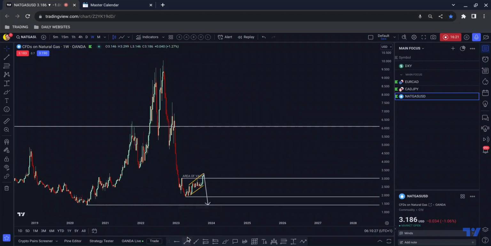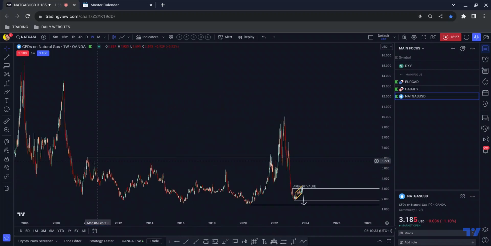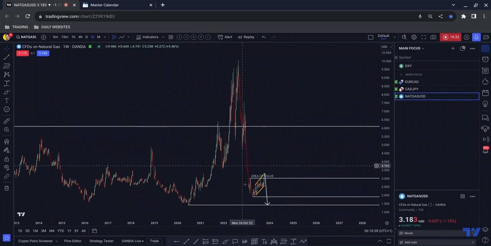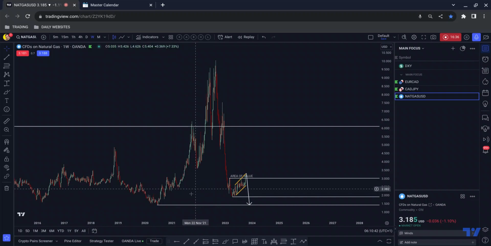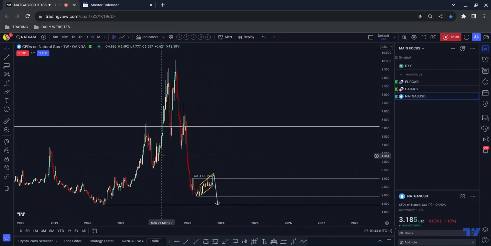Whoops. Let's try that again, shall we? We break the neckline, we completely smash straight through it, and now we are trading well below all of these highs and headed most likely for a move, this impulse correction continuation down to these lows here. Okay, the base of this consolidation here.